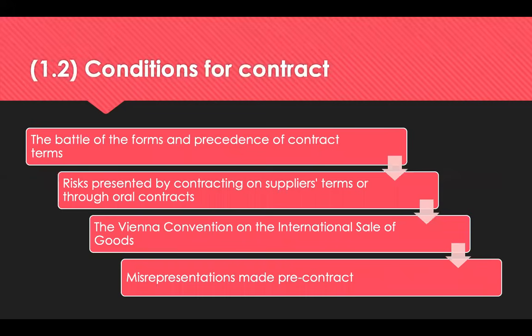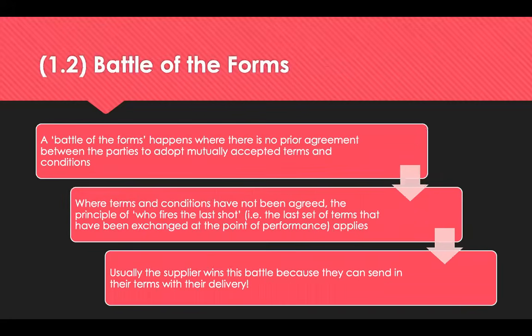Now, some of the issues that a procurement professional should be aware of are the battle of the forms and the precedence of contract terms, risks presented by contracting on suppliers' terms or through oral contracts, the Vienna Convention on the international sale of goods, and misrepresentation made in a contract. So we'll start with battle of the forms.